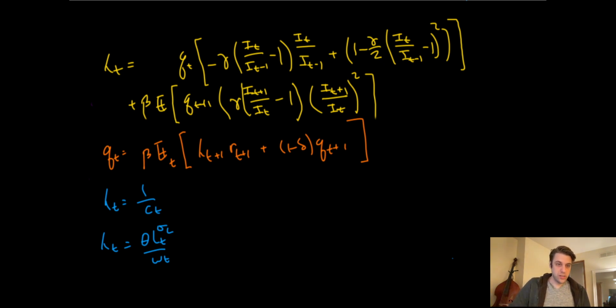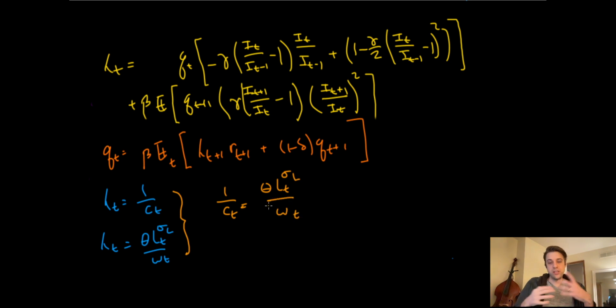One is the Euler equation, and one is the supply curve for labor. And remember that we get the supply curve for labor from these two first order conditions. This is the first order condition with respect to CT, and this is the first order condition with respect to LT. And we can just set these two equations equal to each other because we have the lambda t on both sides. So we'll get 1 over CT is equal to theta LT sigma L divided by WT.